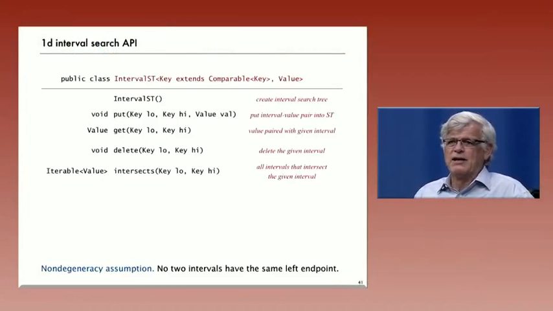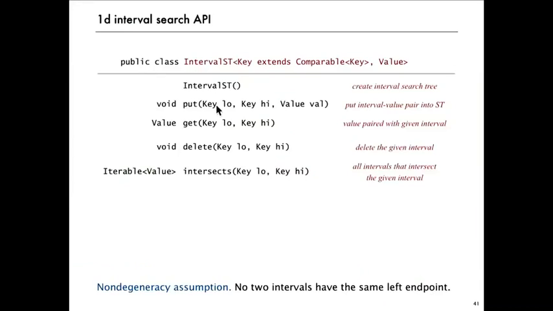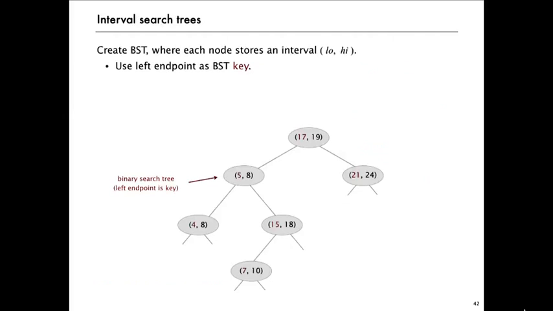So how are we going to support that? This is the API in Java code. We have intervals, so instead of one key we have two, which is the left and right endpoints of the interval for put and get, and then we have delete, and then we're going to have the intersects. And again, to simplify the code, we're going to make the non-degeneracy assumption that no two intervals have the same left endpoint. That's easy to fix, but we don't simplify the code.